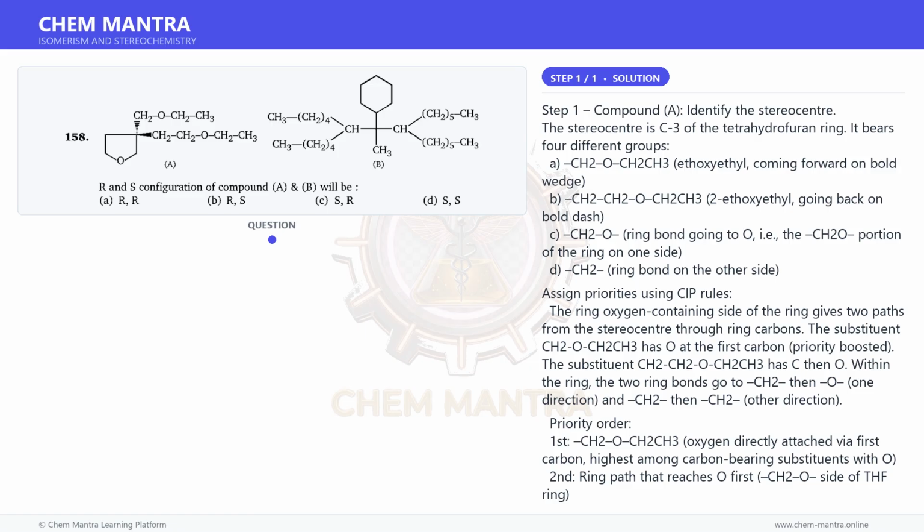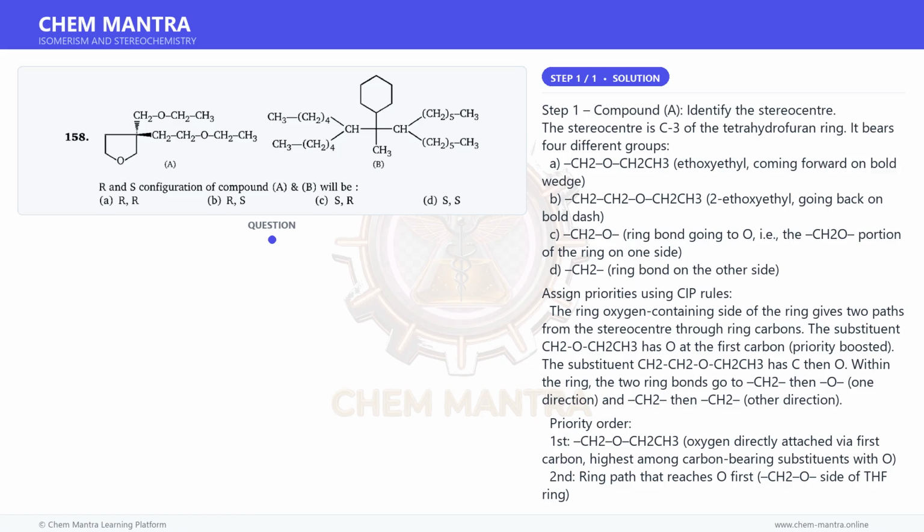Step 2, compound B. Identify the stereocenter. The central quaternary carbon bears A. Cyclohexyl group, B. CH3, C. CH(pentyl)2, a CH with 2 n-pentyl chains, CH3CH2 4 times, times 2. D. CH(hexyl)2, a CH with 2 n-hexyl chains, CH2 5, CH3, times 2.